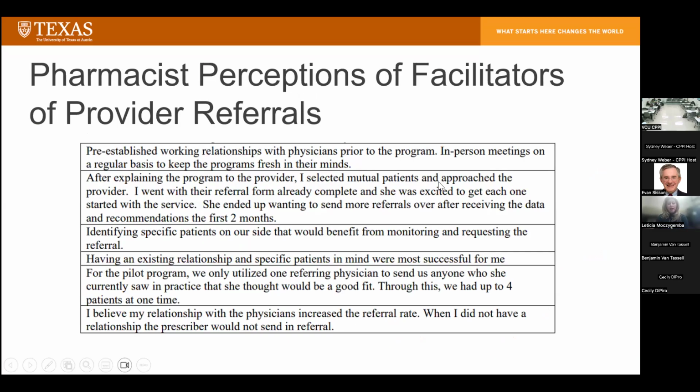And then these are some excerpts from the pharmacist perceptions of facilitators and provider referrals. I've alluded to this before, but having working relationships with physicians prior to the program was really helpful. In-person meetings on a regular basis, if possible, I think is a best practice recommendation. One pharmacist talked about how selecting the mutual patients was really helpful. And so those were some of the things that align with what I've talked about already.